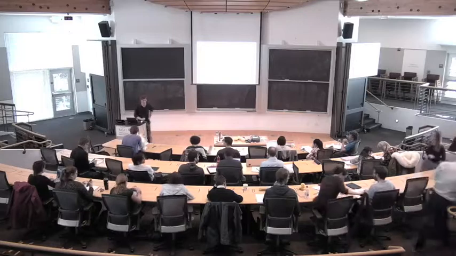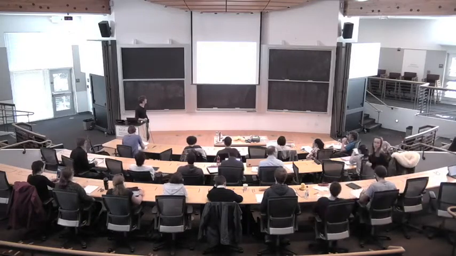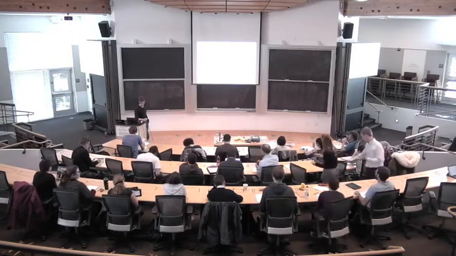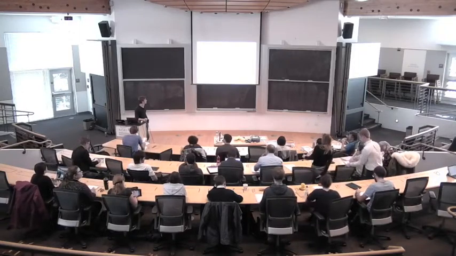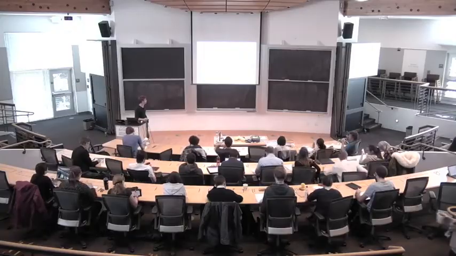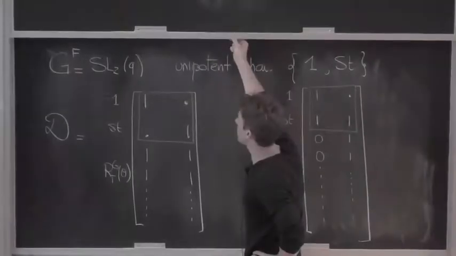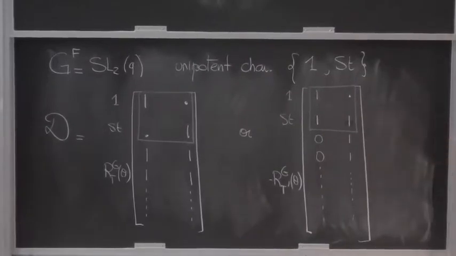So today I'm going to start by finishing showing the examples that I promised yesterday. So you would see more of the decomposition matrices and what you could expect from their shape. Let me just start with where I stopped yesterday, the example of SL2 of Q.